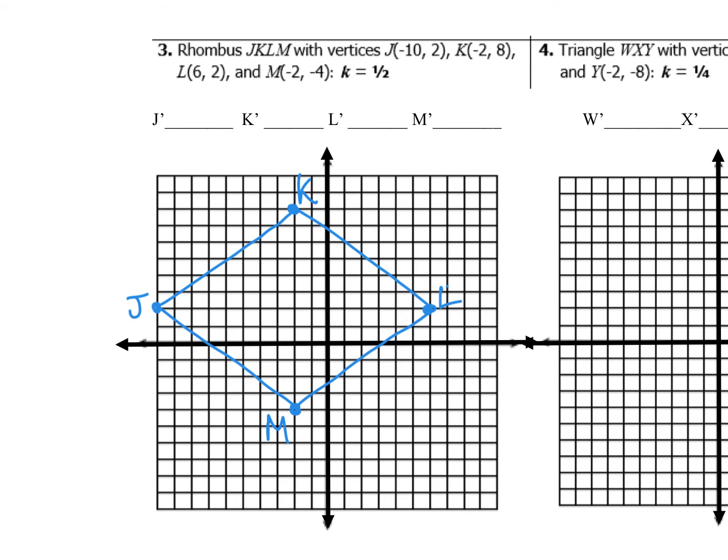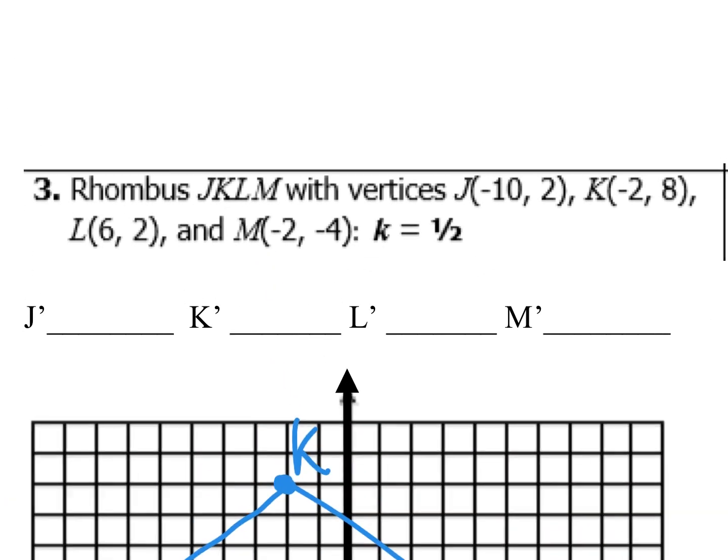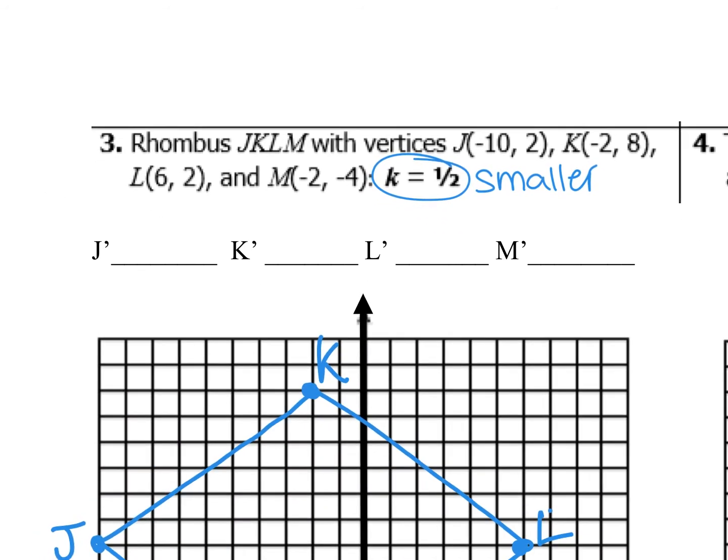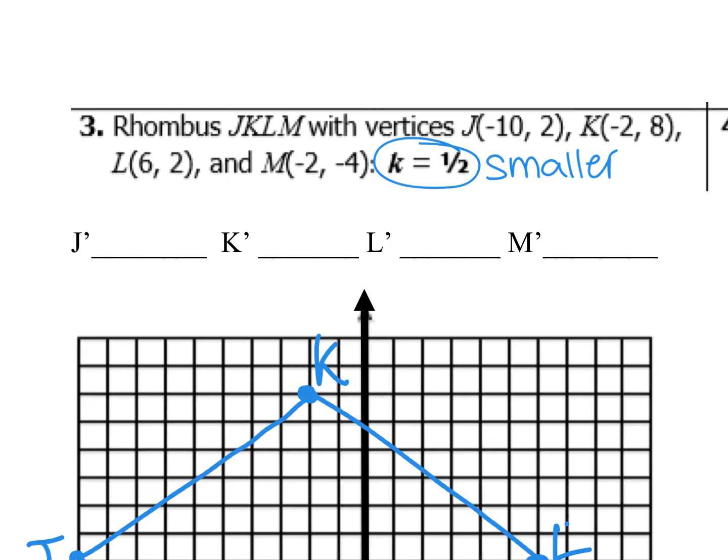And this time our scale factor k is equal to 1/2. So because 1/2 is smaller than 1, that means our shape is going to get smaller. We're going to end up with a smaller rhombus. So I am going to multiply all of my coordinates here by 1/2. Remember, you will have a calculator. So half of -10 is -5, and then half of 2 is 1.